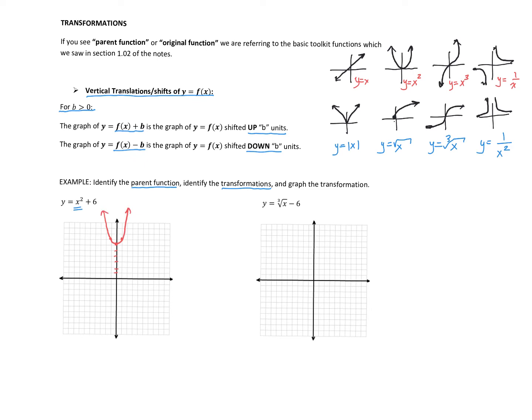For our next example, our parent function is the cube root of x. That is this third one on the bottom row. And we want to shift it because it says minus 6, down 6. So that point at 0, 0 is now going to be at negative 6. And it's going to have this shape. So a vertical shift up or down, you're going to add or subtract to the whole function.